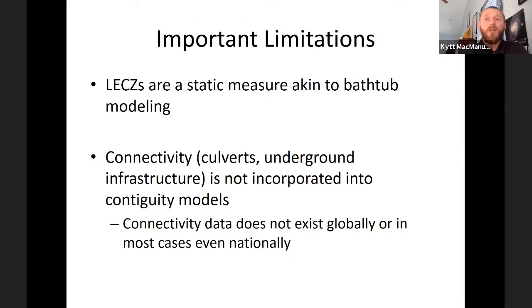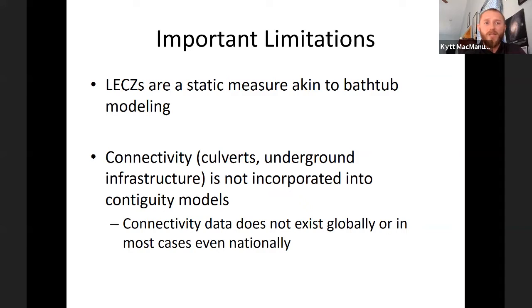So there are some important limitations to this study, namely that the LECZs are a static measure akin to bathtub modeling. So they're not a dynamic measure. They're really just based on the physical nature of elevation. And also there's limitations because we don't know about connectivity. Things like culverts and underground infrastructure are not incorporated into our contiguity modeling.